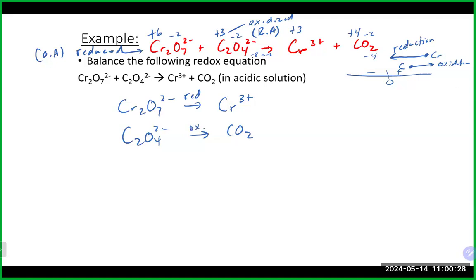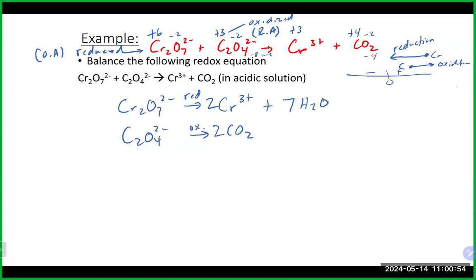And in the top part there, it does look like we do need a 2 there for our chromium. We will also need, it looks like in the second one, a 2 there for our carbon as well. Now that we've done that, we're ready to add our water to balance out our oxygens. Top one, we got 7 oxygens on the left. That means we do need to add 7 waters to the right.